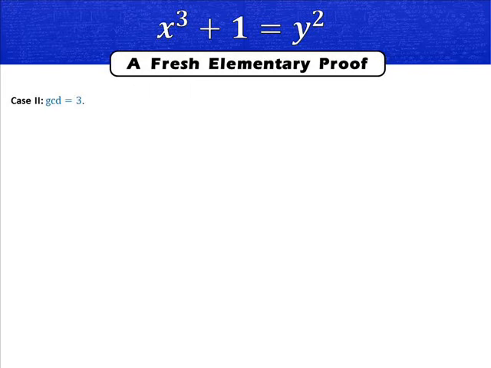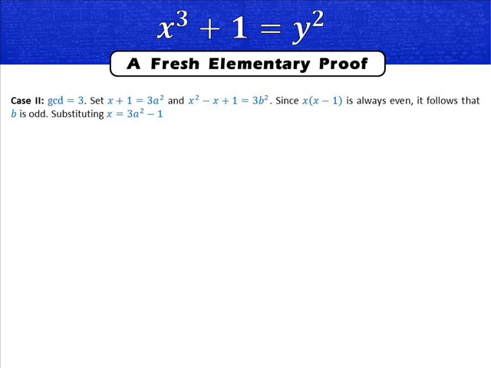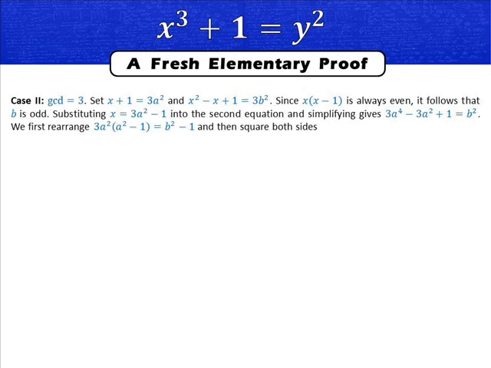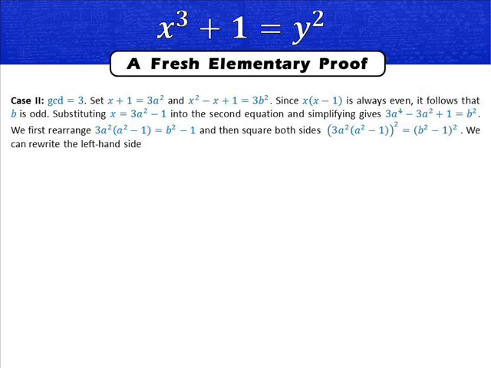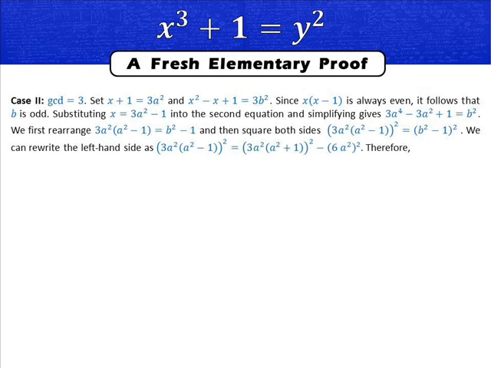Case 2. The greatest common divisor is 3. Set the first factor as 3a squared and the second one as 3b squared. Since x times (x minus 1) is always even, it follows that b is odd. Substituting x into the second equation and simplifying gives 3a to the fourth minus 3a squared plus 1 equals b squared. We first rearrange and then square both sides. We can rewrite the left-hand side as a difference of squares. Therefore, we arrive at a Pythagorean triple.